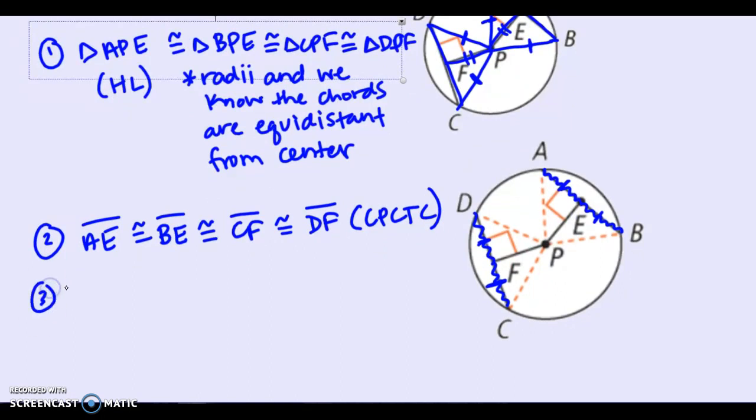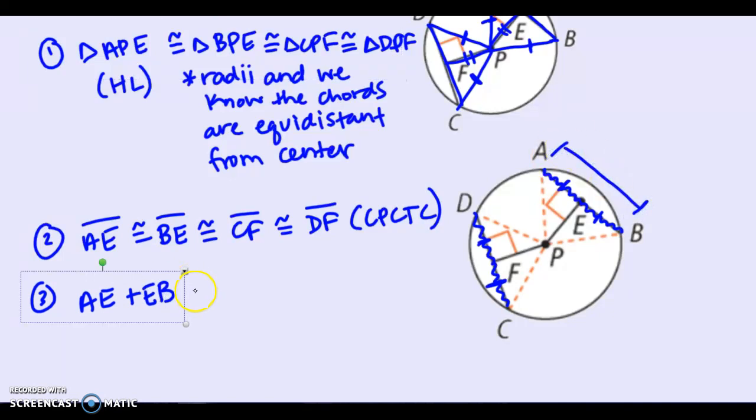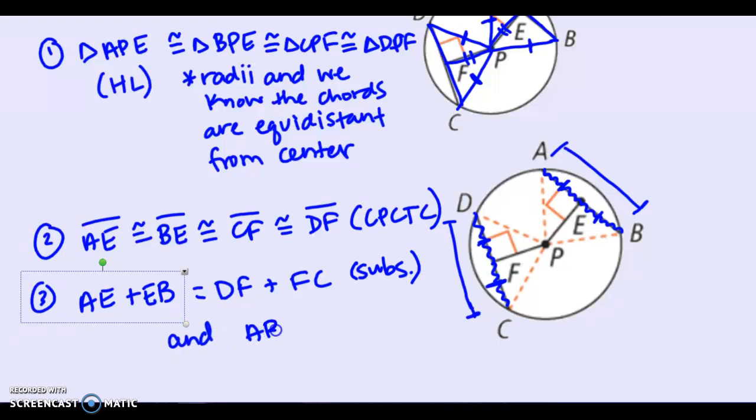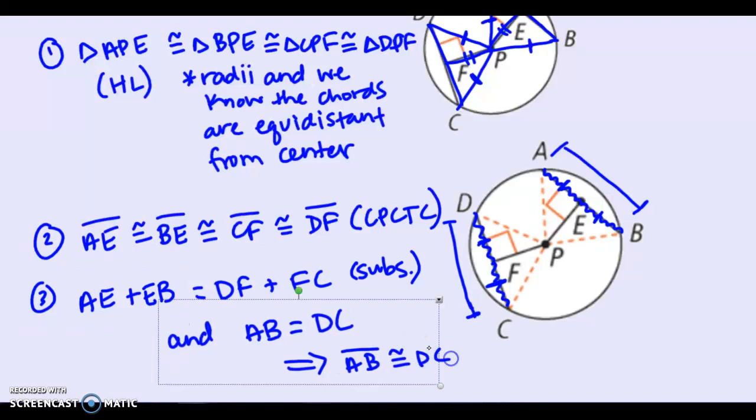So now I'm going to do a little bit of addition. I'm going to take AE plus EB, the two on the bottom here, and I'm going to say that that equals DF plus FC, which is these two. And once again, I'm adding up essentially the same segments, so they will be equal to each other. And if you want, you can really just say that that's going to be substitution. I get AB, that whole chord, is going to equal DC. So therefore, AB is congruent to DC.